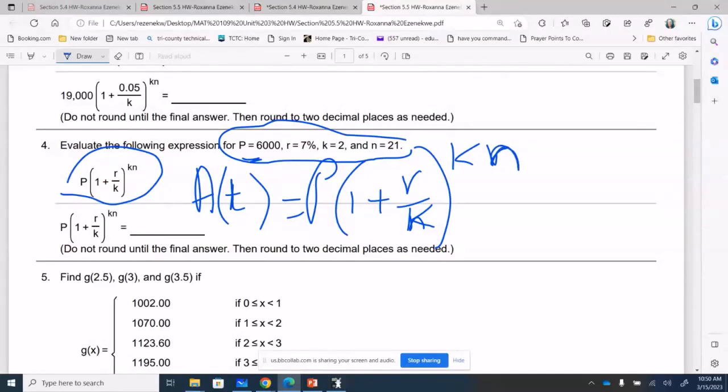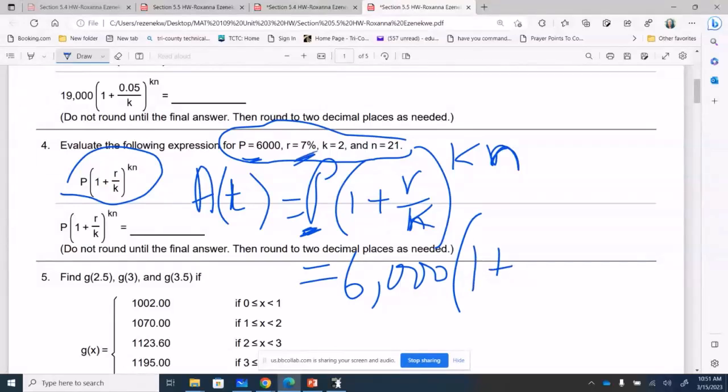And they give us all that we need. It's 21, which means the term, the number of years, is 21. Okay, so let's plug in everything. You should use your calculator too. So the principal you are putting in the bank is 6,000, multiplied by 1 plus the rate.